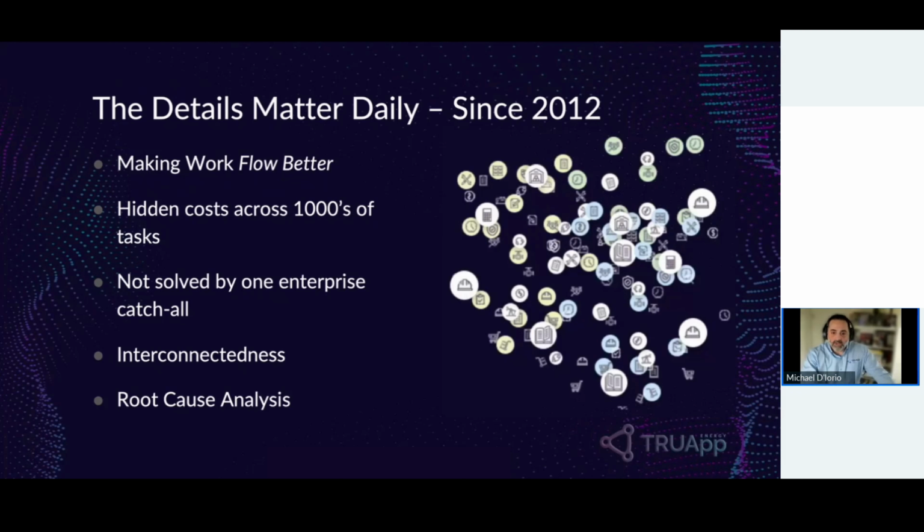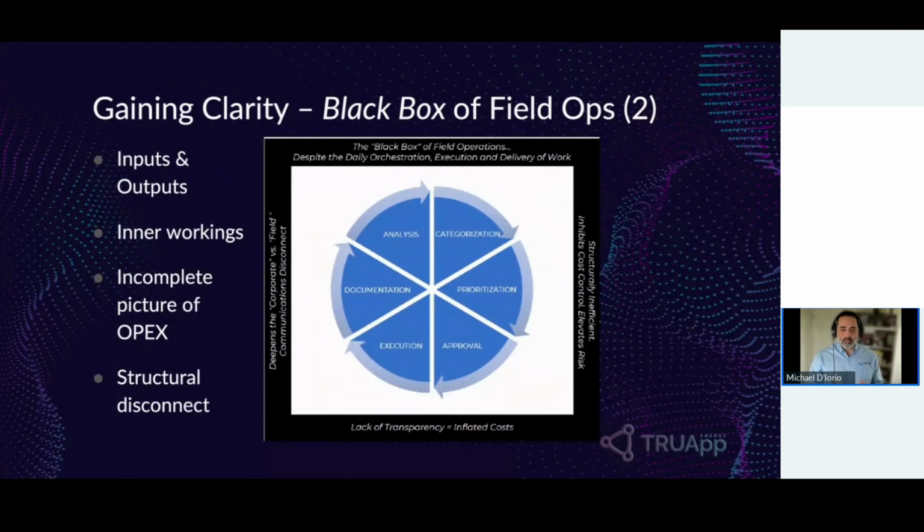So this is the black box of field operations. And the root cause is that field operations are a black box. Maintenance and asset integrity and all the other departments in field operations represent a complex ecosystem where the essential components of the work delivery lifecycle, everything that's in the center there, play out each day. These are reflective of the inputs and the outputs that take place in the field.